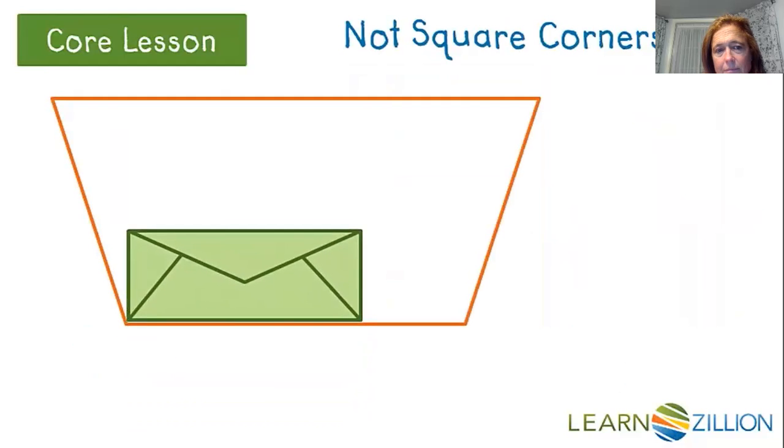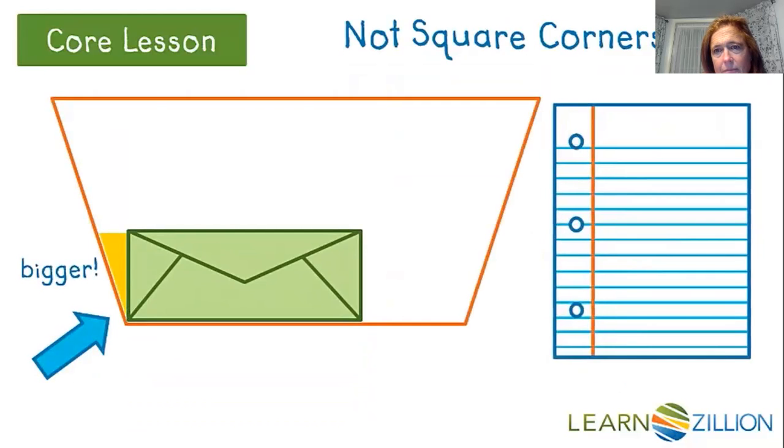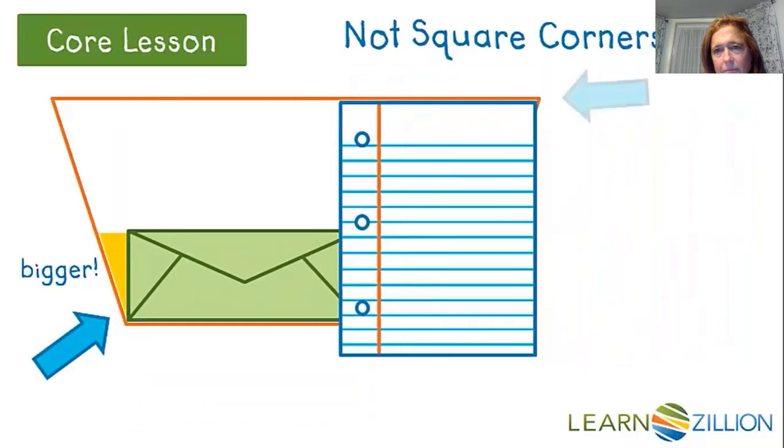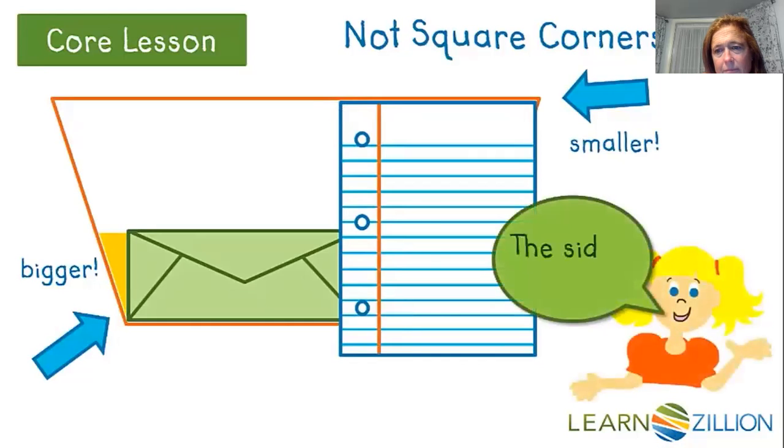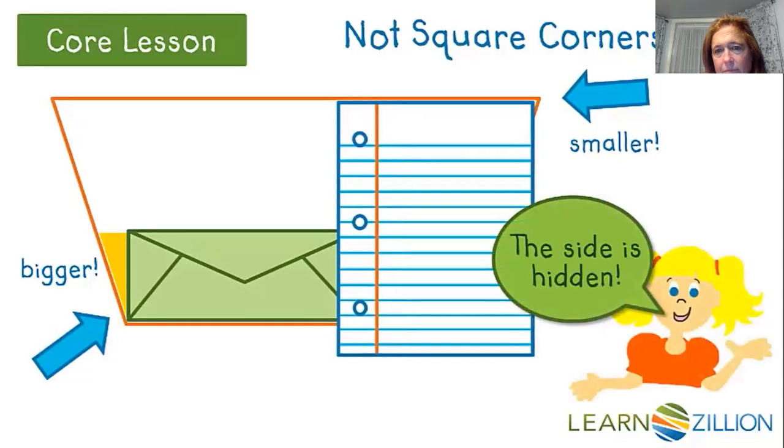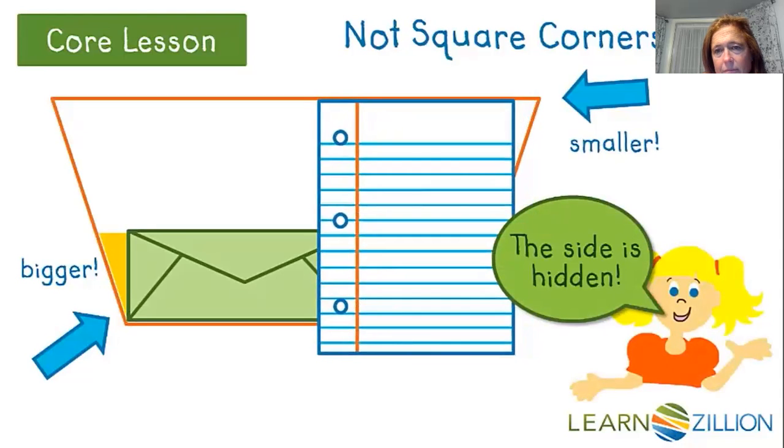The envelope does not fit perfectly. The space inside of this shape's corner is bigger or greater than the space inside a square corner. I will place a sheet of paper in this top right corner. It too does not fit perfectly. The space inside of the shape's corner is smaller or less than the space inside a square corner. I know this because the shape's right side is hidden beneath the paper. And even if I slide my paper over to the left, the side is still hidden.